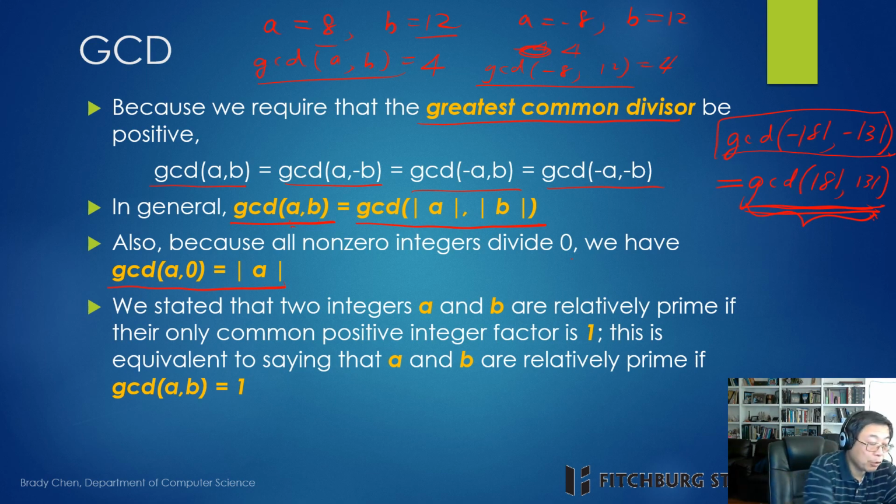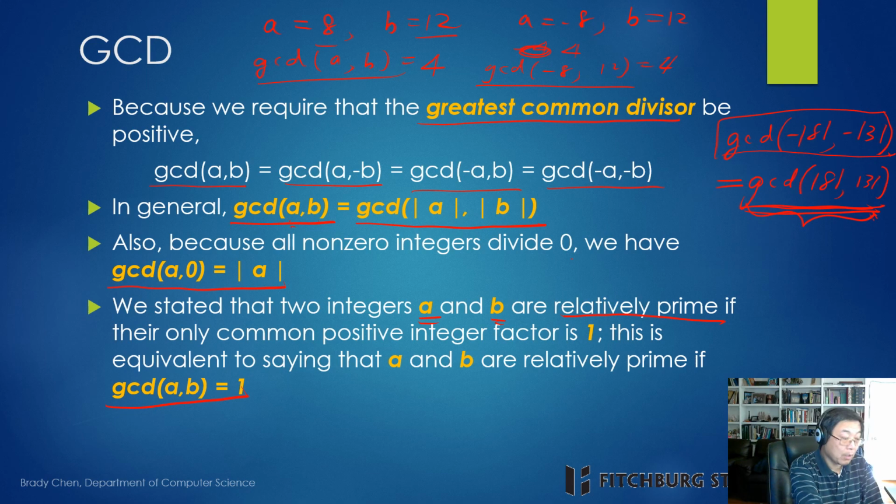we stated, remember the previous slides, I just actually skipped the last statement. We talked about relatively prime. So we stated that two integers a and b are relatively prime if their only common positive integer factor is 1. Or in other words, a and b are relatively prime if the greatest common divisor of a and b is 1.